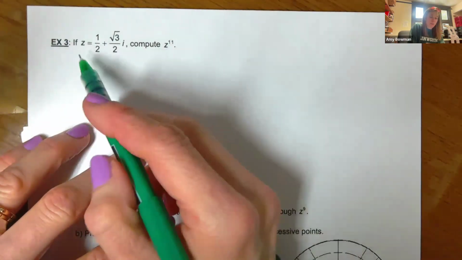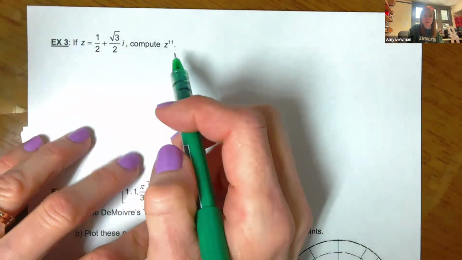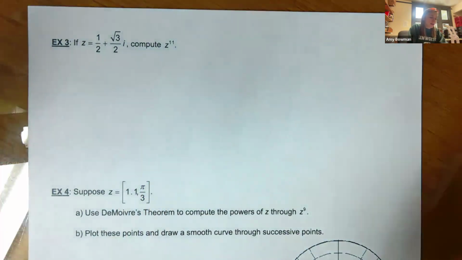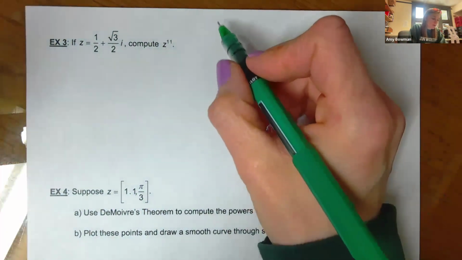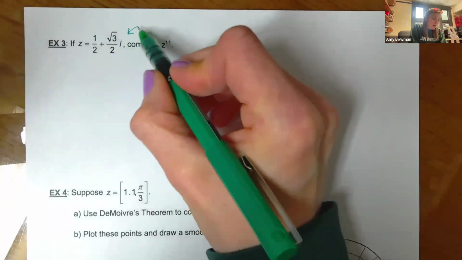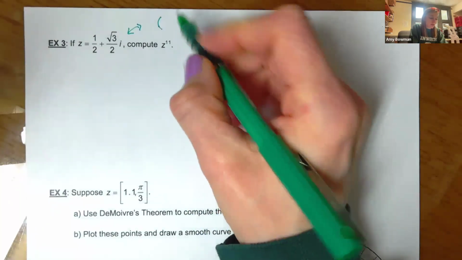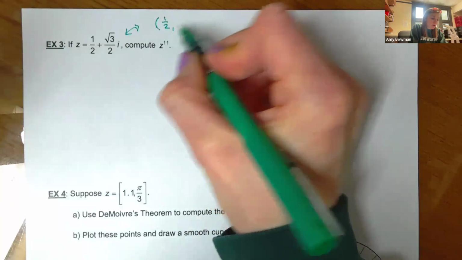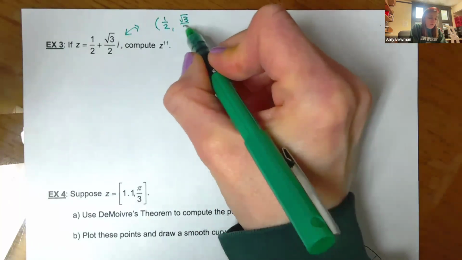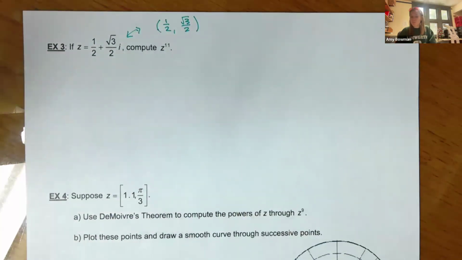So I want to find, if this is z, this is our complex number, I want to find z to the 11th. Again, I need to put that in polar form first. A nice middle step there is putting it in rectangular form. So this would be 1/2 comma √3/2. And then to find r and theta, we do what we always do.